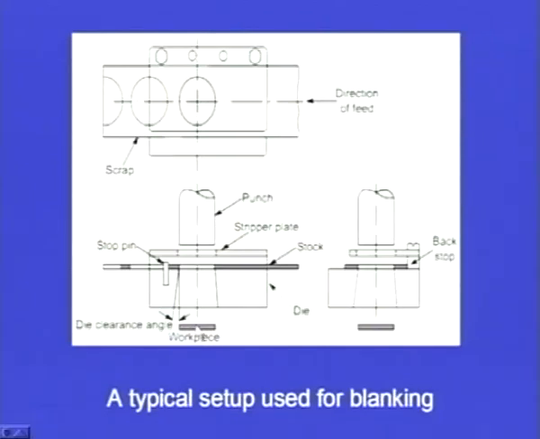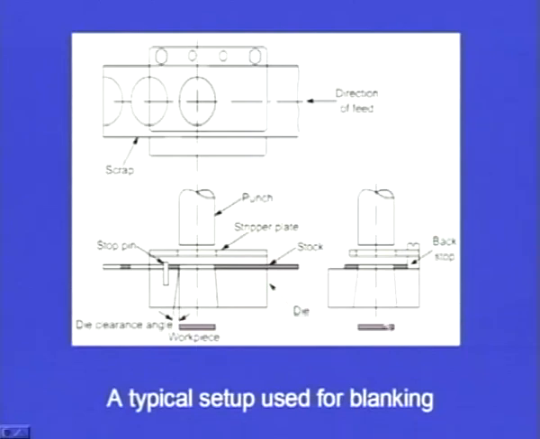Then we have seen that clearance is also one of the important aspects. The clearance is always provided between the die and the punch. So, here we can see this is the punch, this is the die, this solid portion representing the die, and this is the die clearance angle. This angle that has been provided with the help of the arrows is the die clearance angle. So, clearance will definitely affect the edge. The quality of the edge that we are getting here will depend upon the amount of clearance that has been provided.